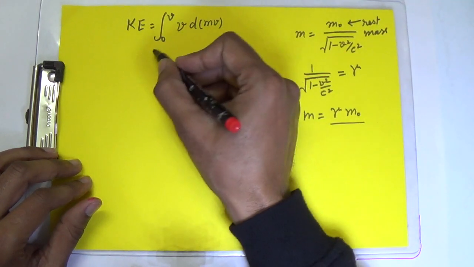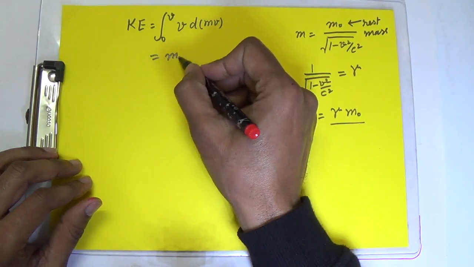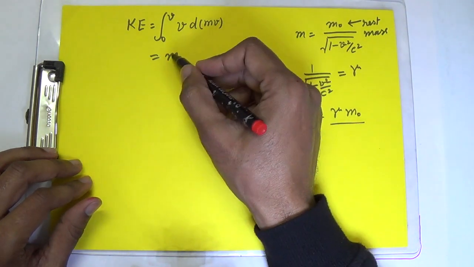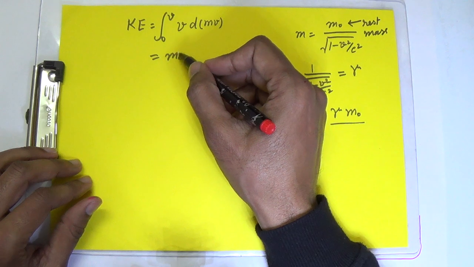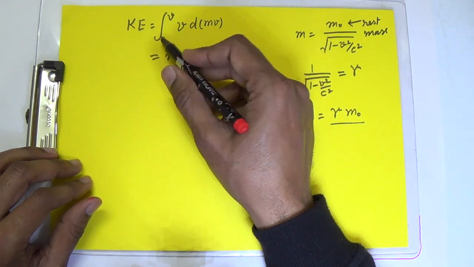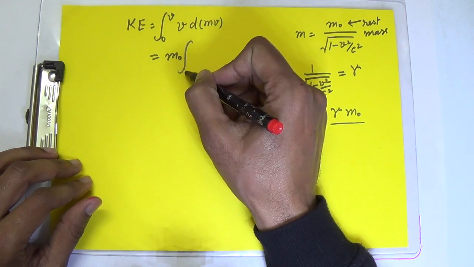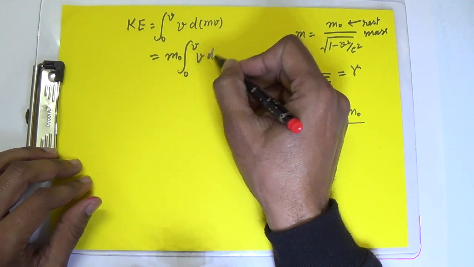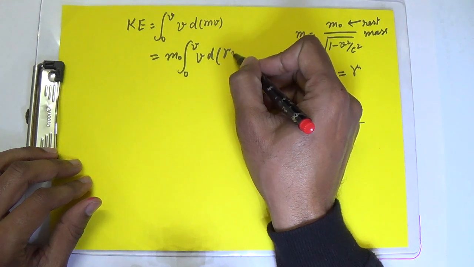So this equation can be written with m equal to m naught gamma. m naught is the rest mass, that is a constant, so it comes out of this integration, and this is the integral from 0 to v of v d(gamma v).